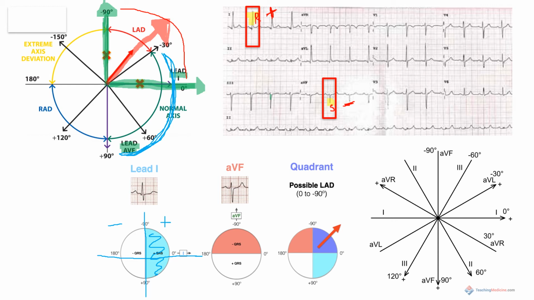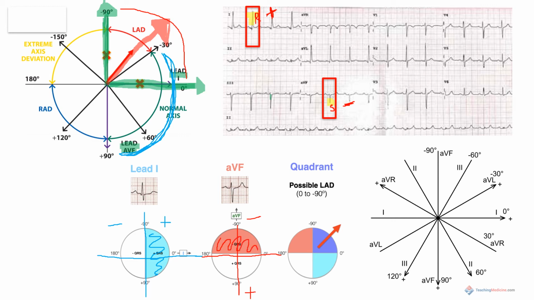Next, you are going to find AVF. So AVF is right here, and it goes from +90 to -90. Do the same thing. Draw a perpendicular line to your AVF. We said that the bottom half is positive, the top half is negative. So this time I'm going to shade the negative half right here.